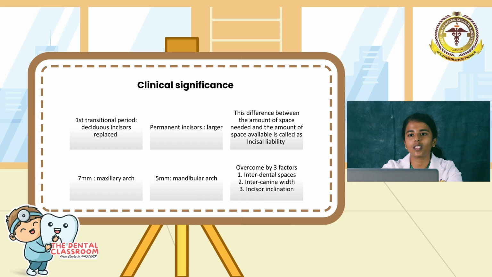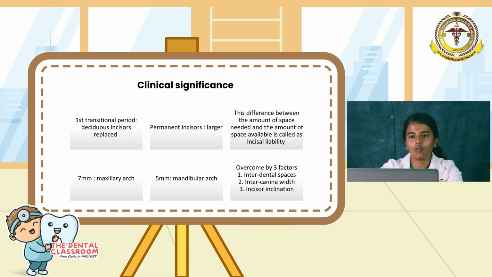These differences are usually overcome by three factors: interdental spaces, intercanine width and incisor inclination. The interdental space is seen in the spaced dentition, where 1 to 2 mm of space is present between each tooth in the primary dentition, which helps to compensate for the incisor liability due to the difference in size between the primary and permanent dentition.